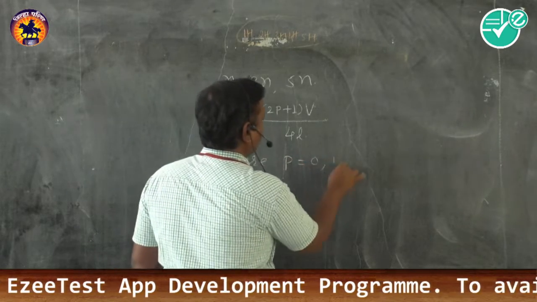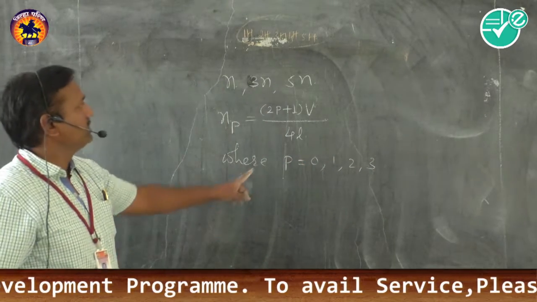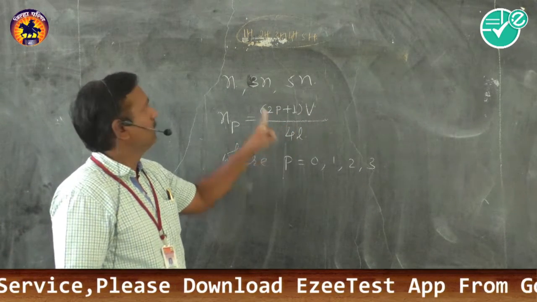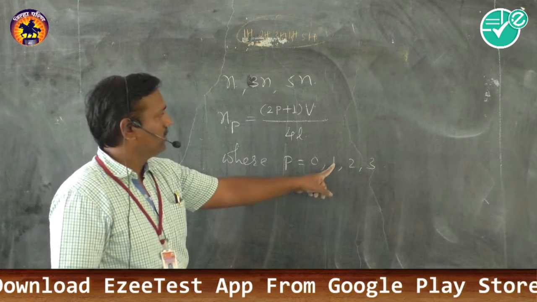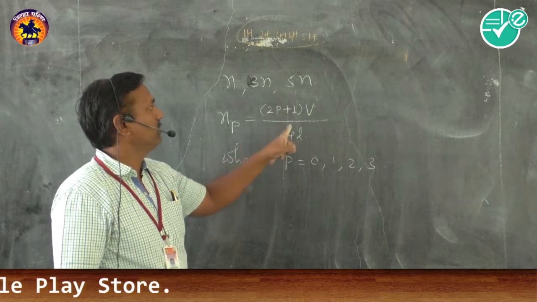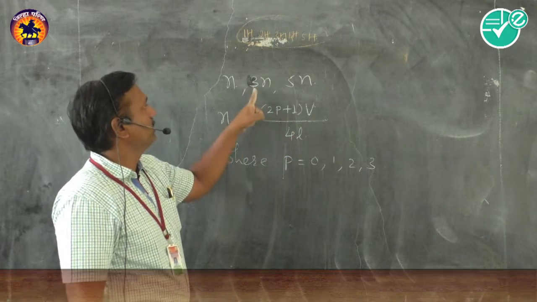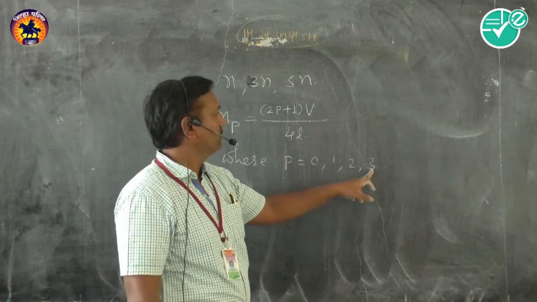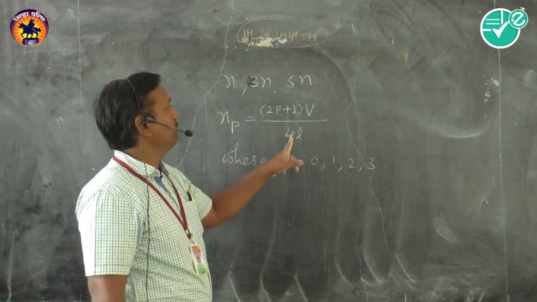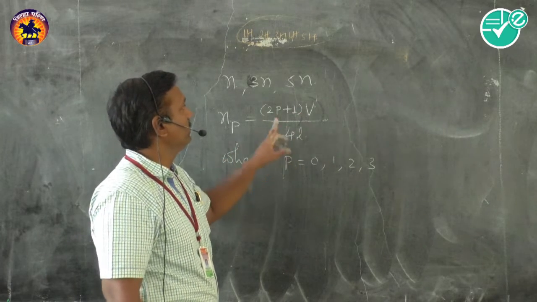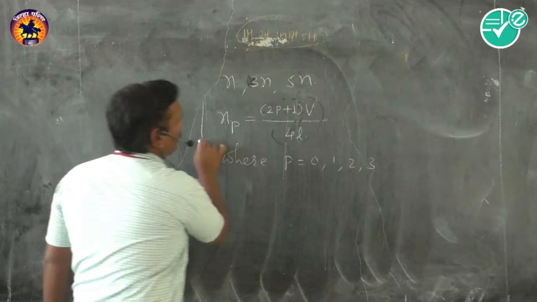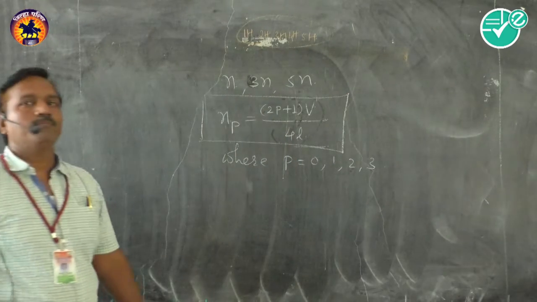Where P is equal to 0, 1, 2, 3. Let us check. P is equal to 0 gives V divided by 4L, that is N. Correct. Putting the value 1, 2 into 1 is 2, 2 plus 1 is 3, so 3V divided by 4L, that is 3N. That is also correct. Taking the value 2, 2 into 2 is 4, 4 plus 1 is 5, so 5V divided by 4L, that is 5N. That is also correct. Therefore, this is the generalized formula for calculating the frequency.